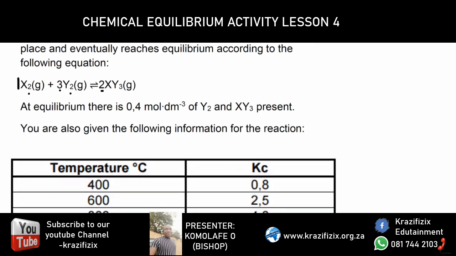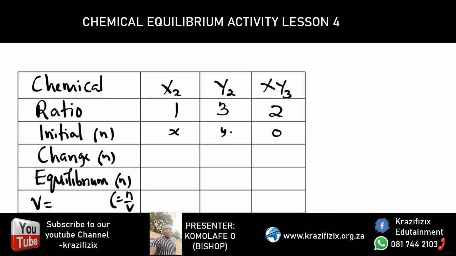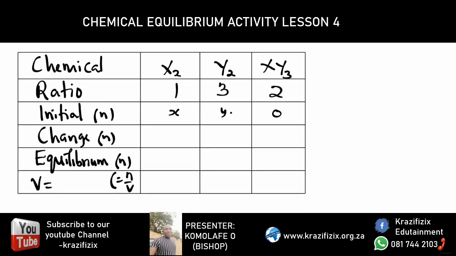At equilibrium, there is 0.4 moles per dm cube. I love this question. You don't just throw the values. Moles per dm cube talks about what? Concentration. So the concentration here of Y2 is 0.4 and XY3 is 0.4. So when I want to fill this, where do I put my 0.4? Under equilibrium, but not number of moles. It is concentration of Y2 0.4 and XY3 0.4. I hope it makes sense.